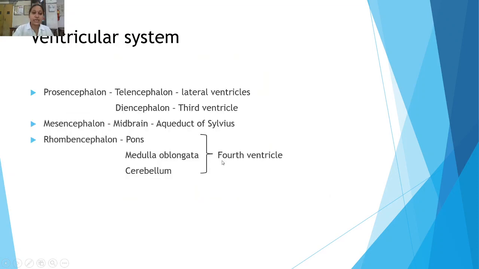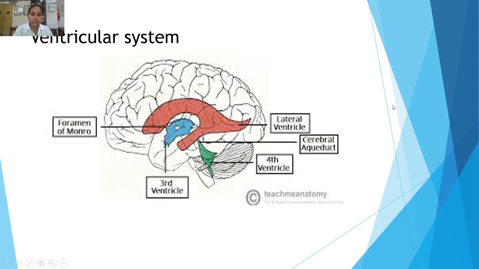The cavity inside the core of the brain, or nervous system, is the ventricular system. The cavity of the telencephalon, denoted by this red color, is the lateral ventricle. All these things we are going to see in succeeding lectures. The cavity of the diencephalon is the third ventricle, denoted by this blue part. The lateral ventricles are two in number, so this is the third. The cavity of the mesencephalon, midbrain, is the aqueduct of Sylvius, also known as the cerebral aqueduct.